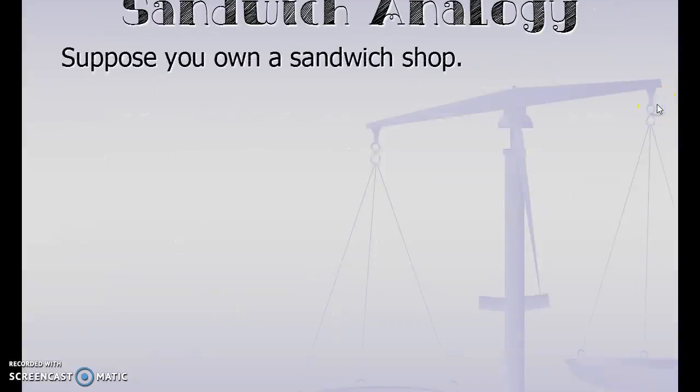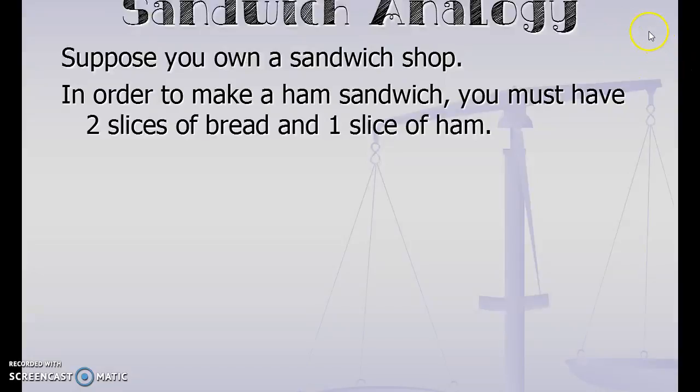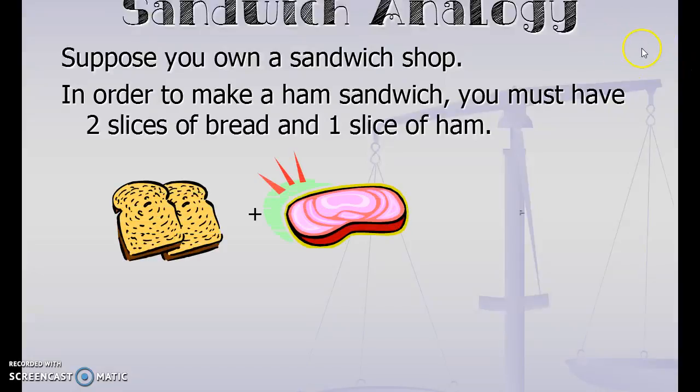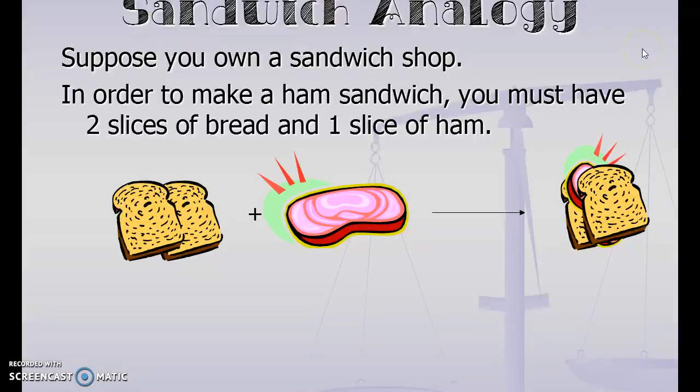So let's look at a simple analogy. You own a sandwich shop, okay? And the general sandwich, we have 2 slices of bread and a nice thick slice of ham.